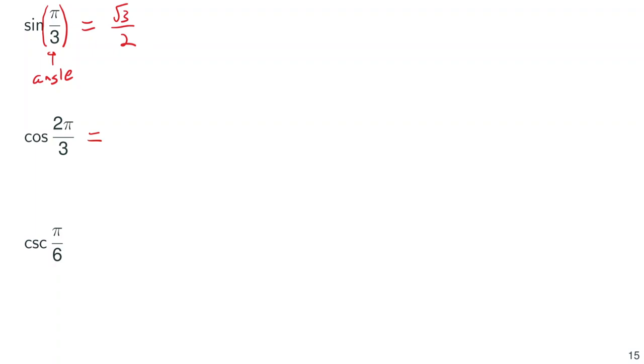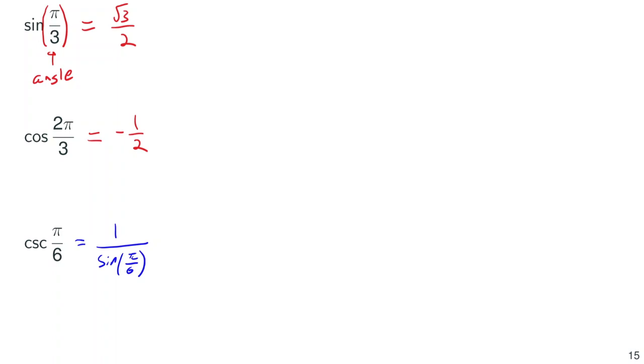The output is square root of 3 over 2. Cosine of 2 pi over 3. From the unit circle, again, we look at the x coordinate, which is the horizontal distance. In this case, negative half. Cosecant of pi over 6 is the same as 1 over sine of pi over 6, because cosecant is the same as 1 over sine.